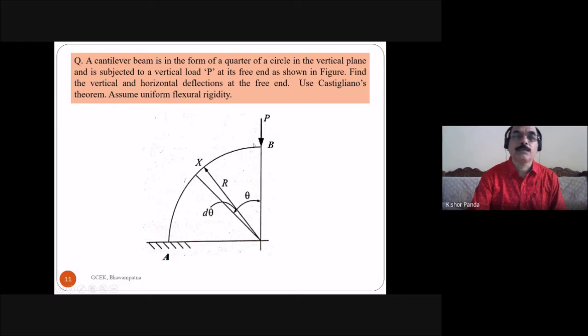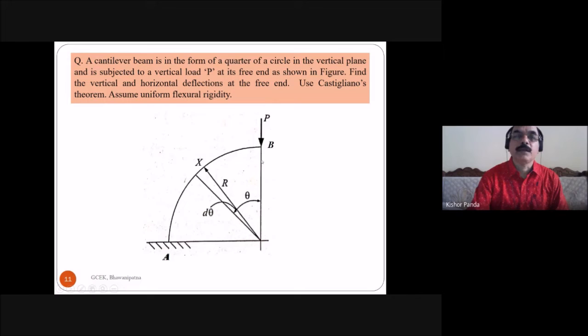So this is called a cantilever beam. This curved cantilever beam is your AB. And one load P is acting at the free end B. So at B, you have to find out what is the vertical deflection and what is the horizontal deflection.